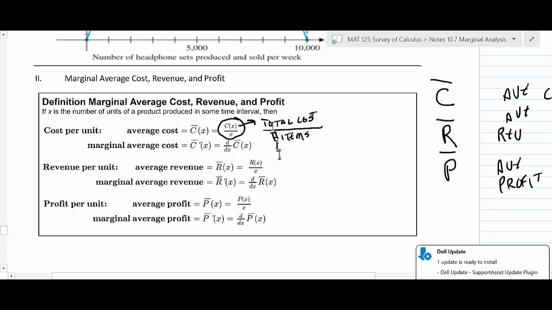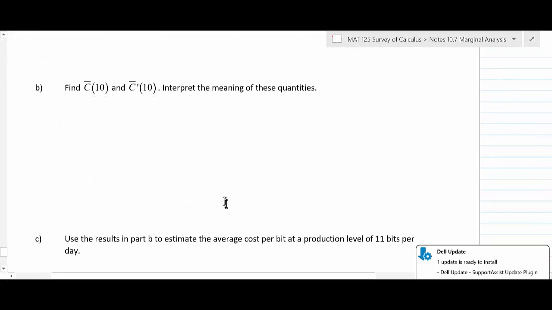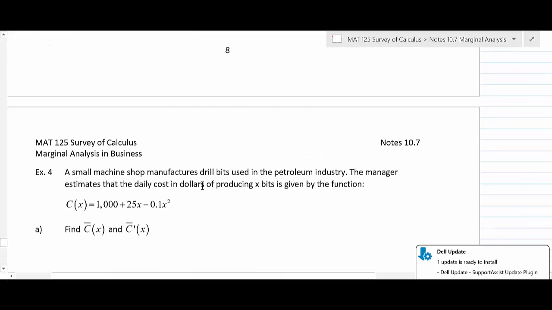Okay, and then the marginal average cost is a derivative. So you write that as C bar prime. And then the average revenue is R of X over X, same way. Marginal average revenue is a derivative, and then average profit is P of X over X, and marginal again means take a derivative. So when you're doing marginal, you're doing a rate of change, okay? So I'm going to do one illustration of this to kind of finish this section up then.